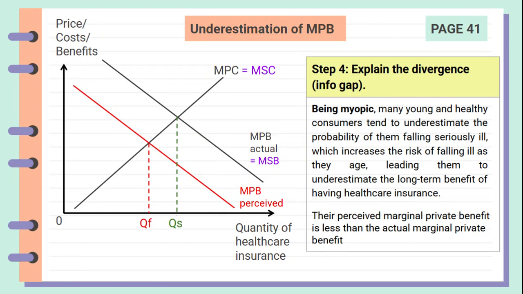Step 4 is to explain the divergence between MPB perceived and MPB actual. As young and healthy consumers are myopic, which means they're unable to consider the long-term benefits of healthcare insurance, and they underestimate the probability of falling seriously ill, as well as the risk of falling ill with age, there's an info gap that explains the divergence between actual MPB and perceived MPB curves.